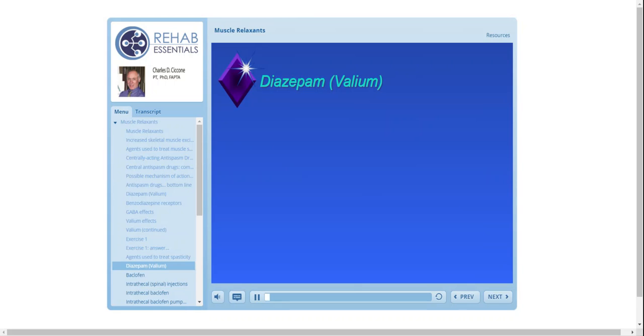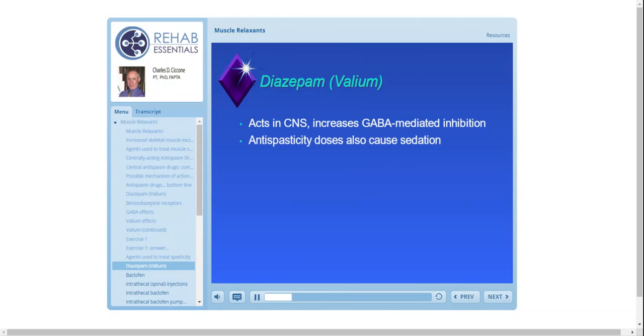So a few final words about Valium. In this context, as we said earlier, it does act in the central nervous system to increase GABA-mediated inhibition. And similar to its use in spasms, an antispasticity dose will probably cause some sedation. To use enough of the drug to decrease spasticity, some sedation is almost invariable.